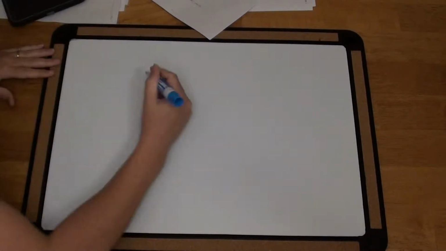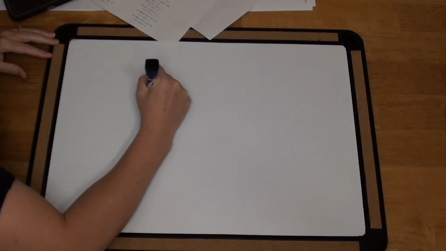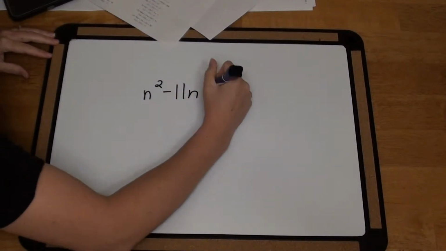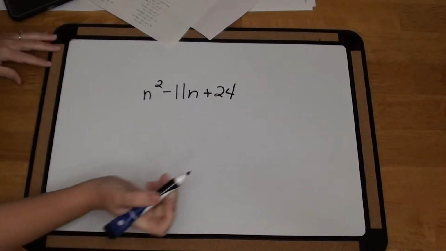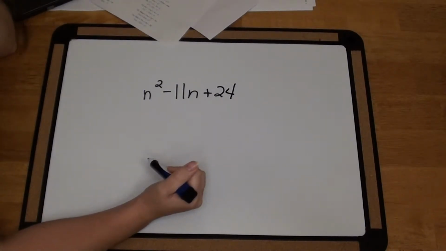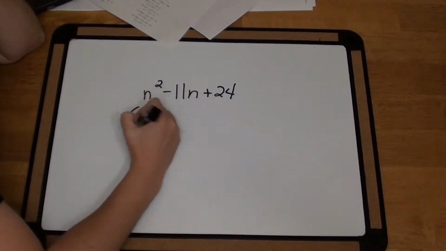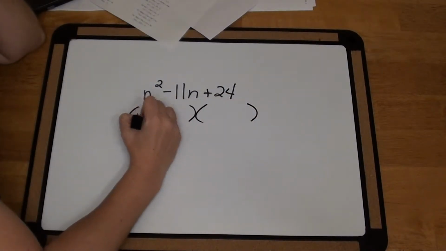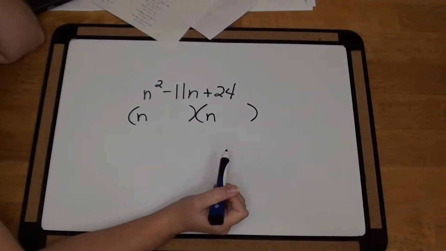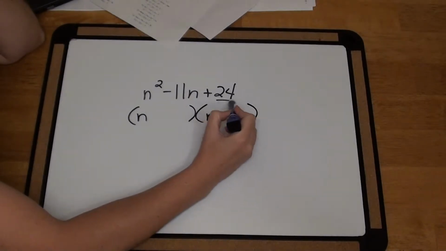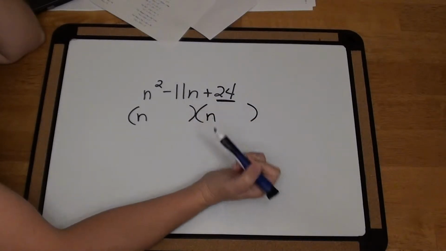The next few problems are factoring quadratics. Oh, I need a new pen. So in this situation, I've got an example right here: n squared minus 11n plus 24. You should have done these before. You're going to need to factor this down. The basic idea being that the two factors of this need to add up to be negative 11.